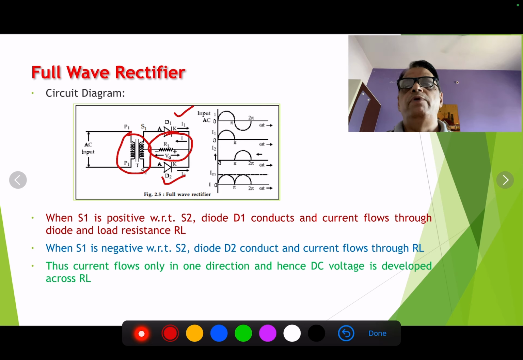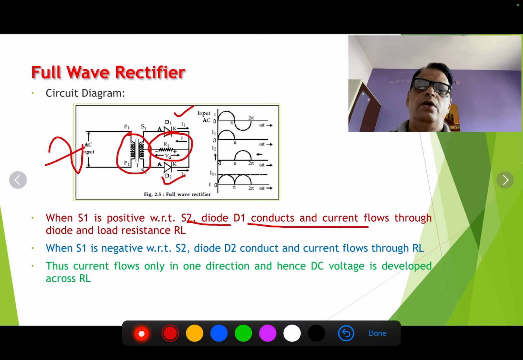Now when we apply the input AC, it can consist of a positive half cycle and negative half cycle, and you will find that during the positive half cycle S1 is positive with respect to S2, and therefore diode D1 will conduct and current will flow through the diode and the load resistance RL as shown in this diagram.